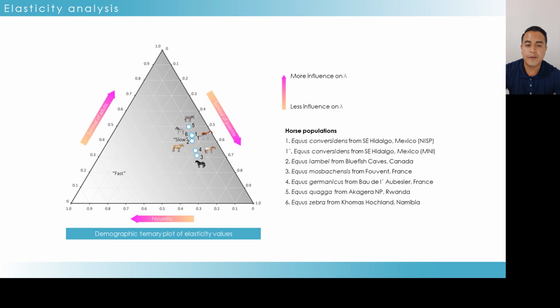The ternary plot of elasticity analysis of selected equid populations indicates that survival, compared to fecundity, is the most sensitive demographic parameter that influences population growth. All selected equid populations fall within the slow area in the ternary plot, which also reflects the theory of the fast-slow continuum of life histories. These results are related to the life histories of large mammals, characterized by late maturity, considerable ecological longevity, high survival rates, and relatively low fecundity rates.